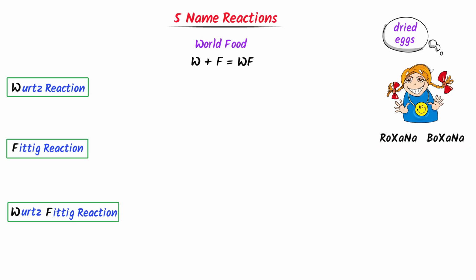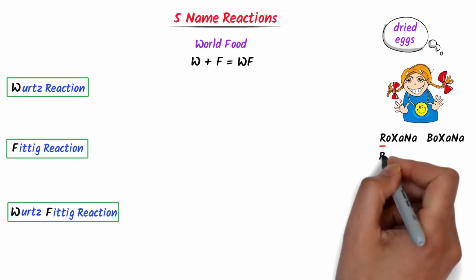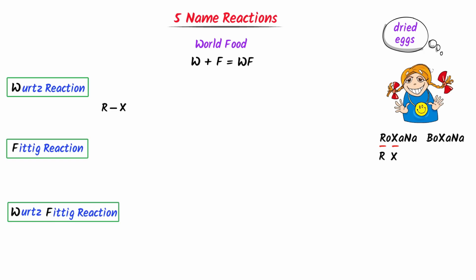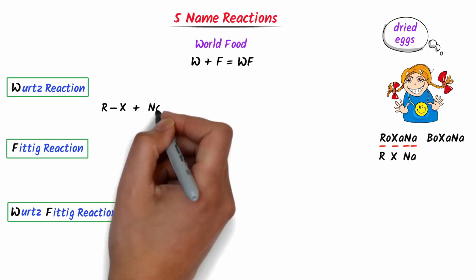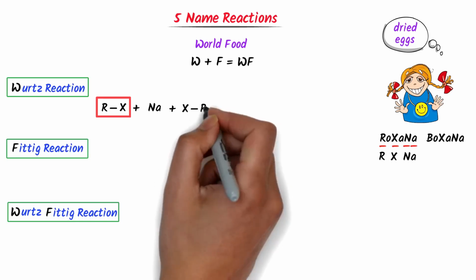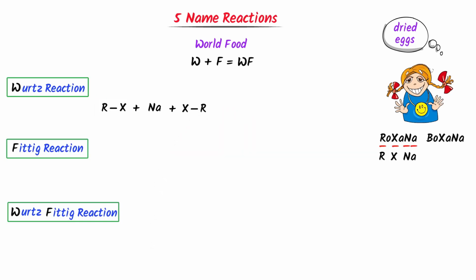Now in case of Wurtz reaction, I take R and X. It is alkyl halide. Note it down that here X is halogen like chlorine, bromine, etc. Secondly, I take Na, which is sodium. Thirdly, I take this RX and I write it again after sodium. Note it down that if we know the reactants, we can easily guess the products.